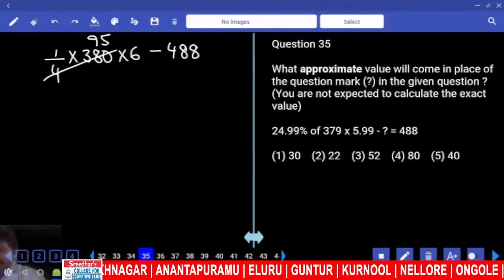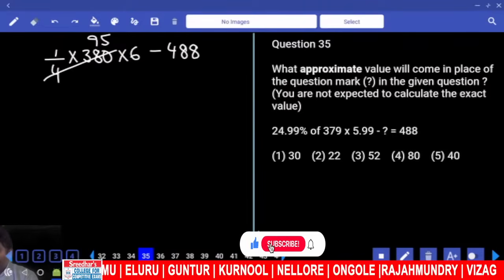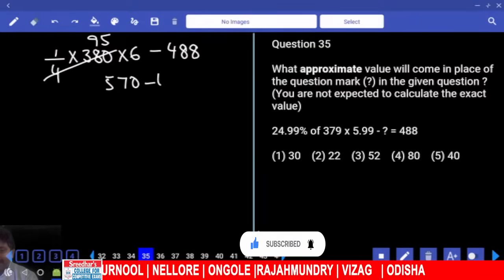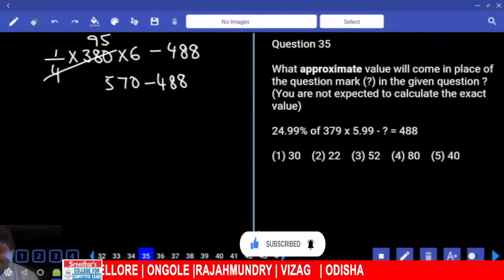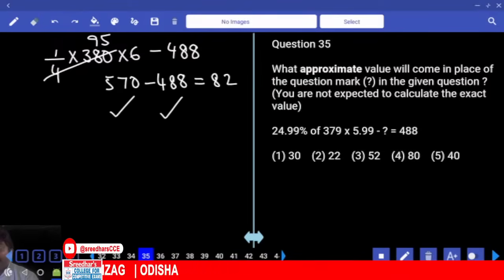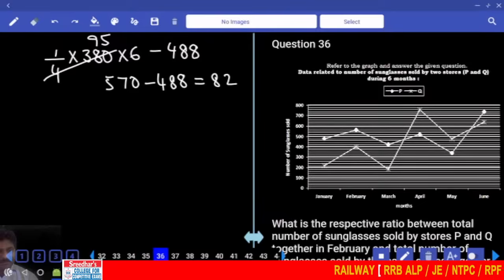Treat 95 as 100 minus 5. 100 into 6, 600. Minus 30. 570 minus 488. Answer 82. This is 70 more than 500. 12 less than 500. 70, 12, 82. Approximate 80.